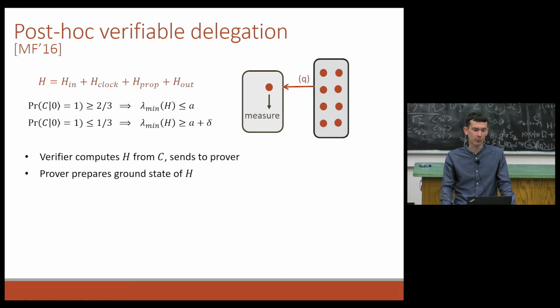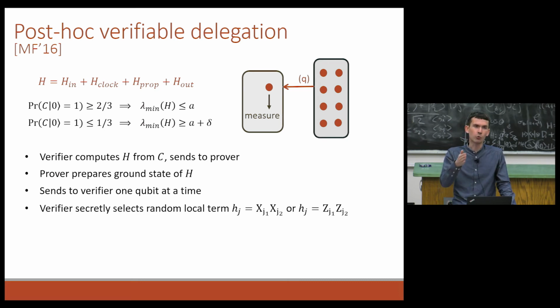The prover is tasked with preparing a ground state of the Hamiltonian, which they can do using a slight variant of the circuit that underlies the Hamiltonian. And then send me this Hamiltonian one qubit at a time. Okay, and what I'm going to do is that secretly, I'm going to choose one of the local terms in this Hamiltonian. It's going to be either X_i X_j, or Z_i Z_j.